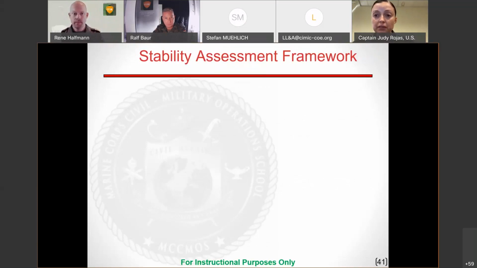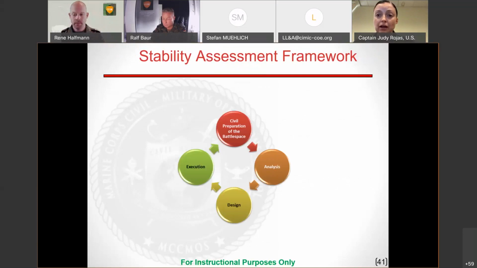All right, go ahead, one more click, please. All right, so the stability assessment framework. It is broken down into 4 basic components. With that first one being the CPB, which we already did. Then we do even more analysis that's very specifically focused on stability assessment. And then there's a design aspect to it, the 3rd component, and that 4th component is execution. One more click, please.